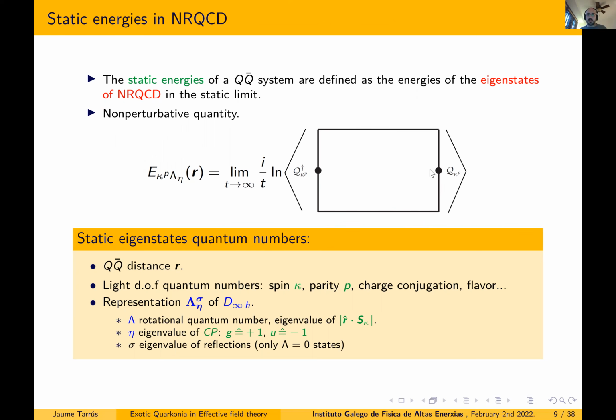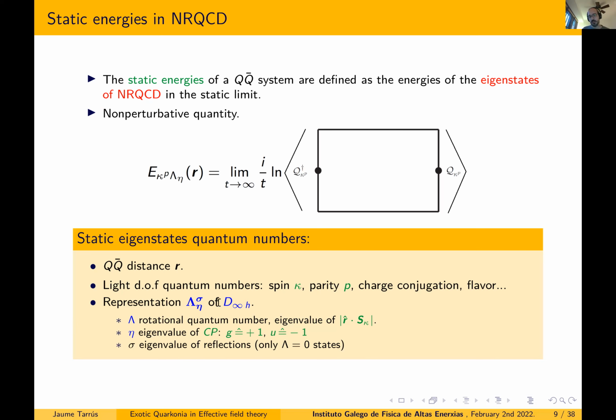Here, the quantum numbers of the static energies are the ones shown. We have the distance between the heavy quarks. We also have the quantum numbers of the light degrees of freedom, in this case the spin, kappa, parity, p, and also possible charge conjugation, flavor, and so on. Here I will mostly focus on the spin and the parity, which are more important in order to construct the EFT that I will be discussing. Also important is that the static energies appear in representations of a cylindrical symmetry group, which is called D infinity h.